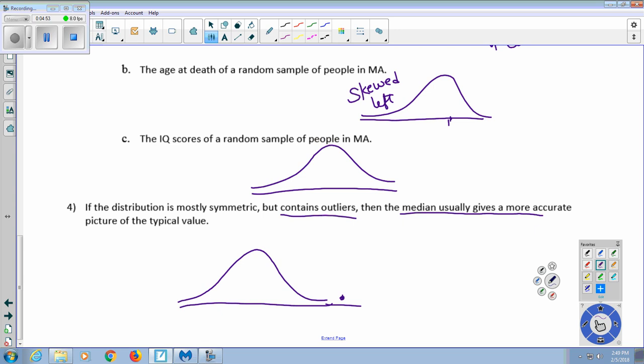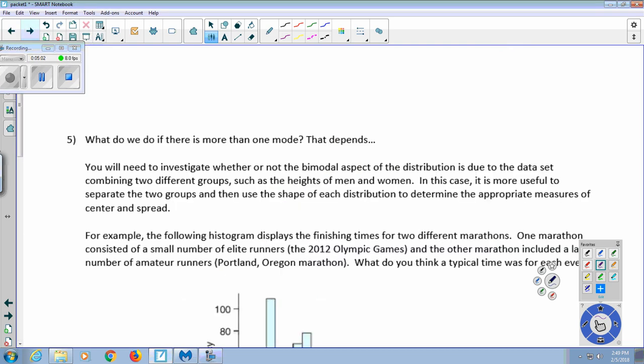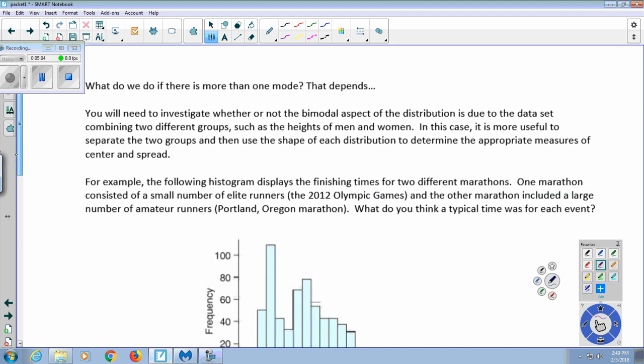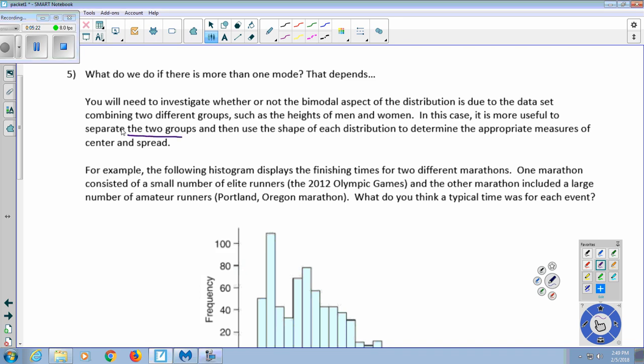What do we do if there's more than one mode? Well, that depends on the situation. So we may need to investigate further about the bimodal aspect of the distribution. Is it because we've combined two different groups, for example, heights of men and women, into one data set? In this case, it's usually more useful to separate the groups and then look at the shape of each distribution.